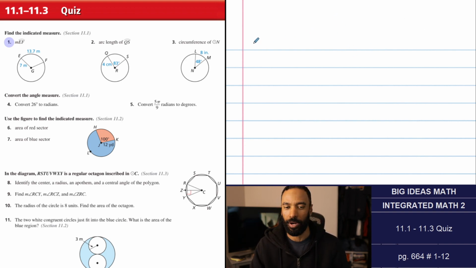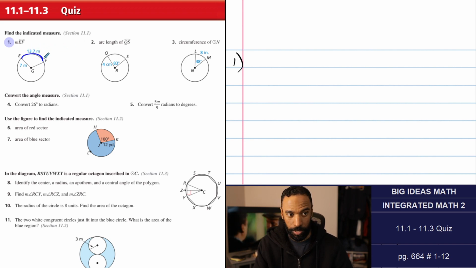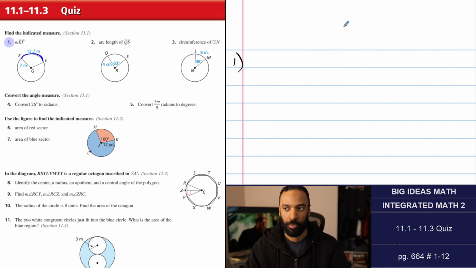Numbers 1 through 3, we are going to find the indicated measure. These are out of section 11.1, which is most likely something to do with circumference and arc lengths. So in the very first question, we're going to find the measure of arc EF. Now EF is this guy right here. It also would represent the central angle. And the arc length, or the arc measure, or the central angle, is a certain amount out of 360 degrees.